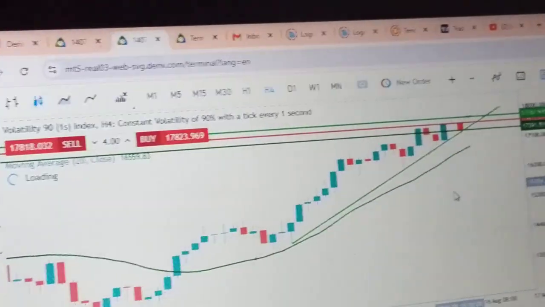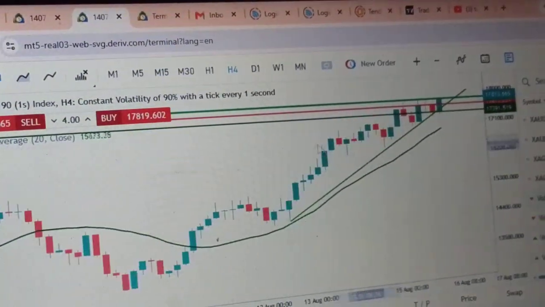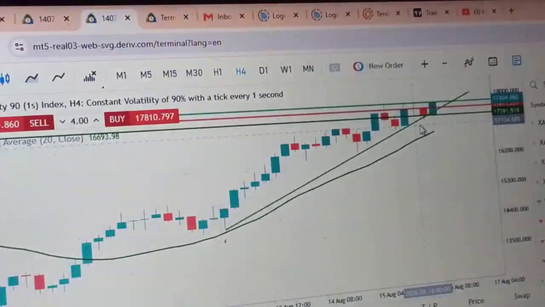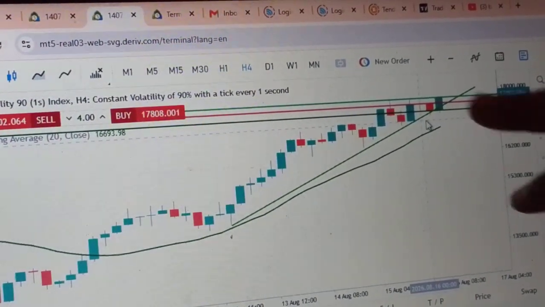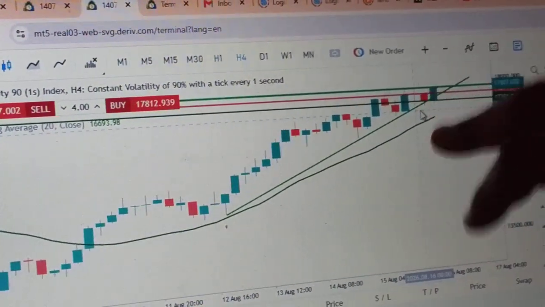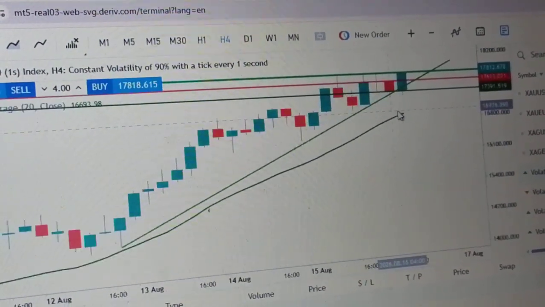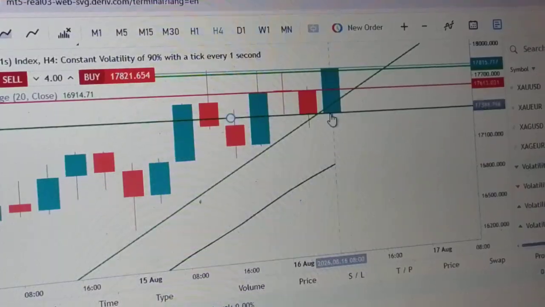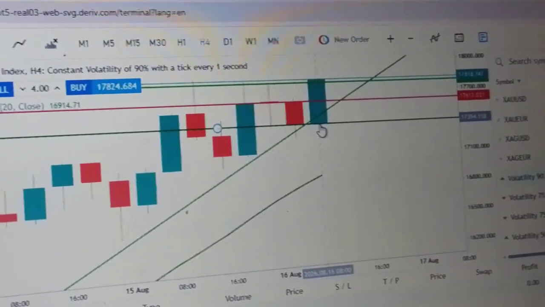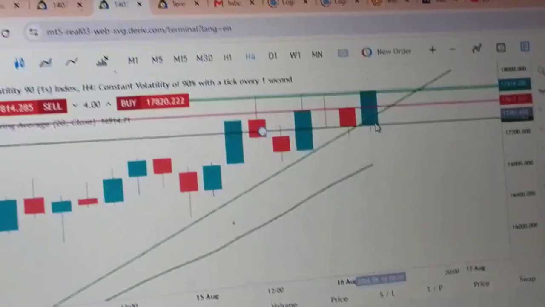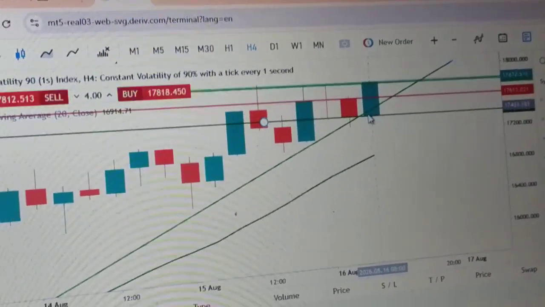So you come to the 4-hour time frame. When you come to the 4-hour time frame, you can see there were two red candles. One was a doji, one was not a doji, though it has a wick at the lower end. And now let me show you how to analyze this Volatility 90.